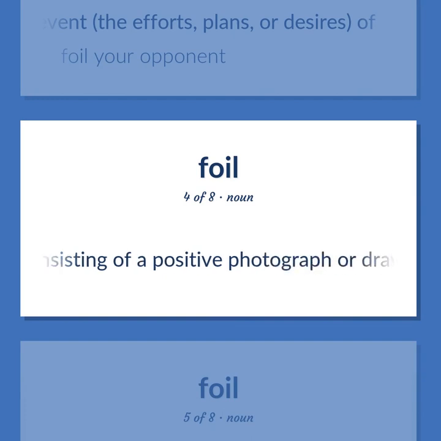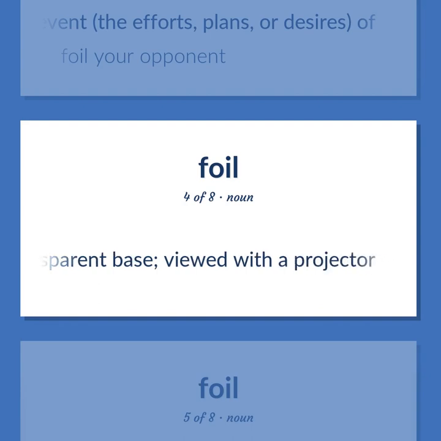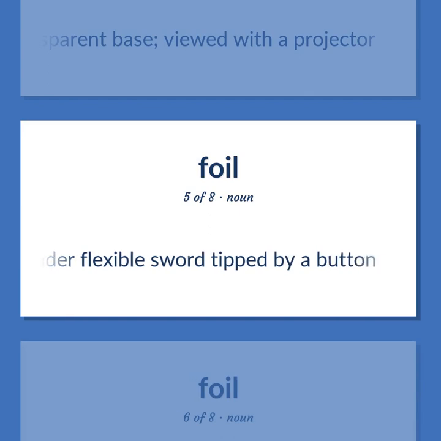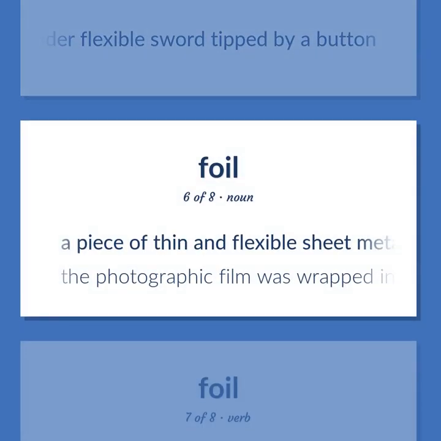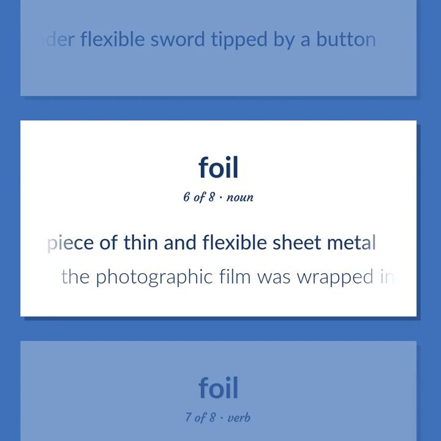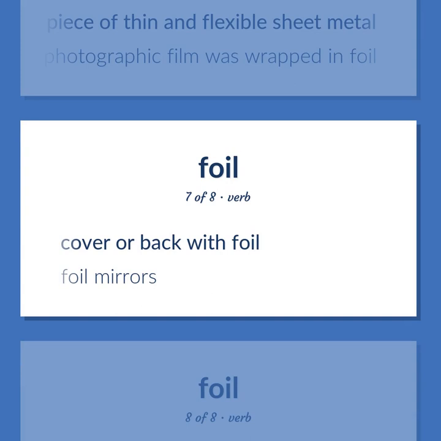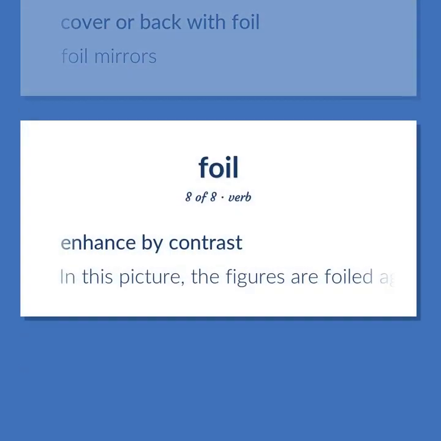Picture consisting of a positive photograph or drawing on a transparent base, viewed with a projector. A light, slender, flexible sword tipped by a button. A piece of thin and flexible sheet metal. The photographic film was wrapped in foil. Cover or back with foil. Foil mirrors. Enhance by contrast. In this picture, the figures are foiled against the background.